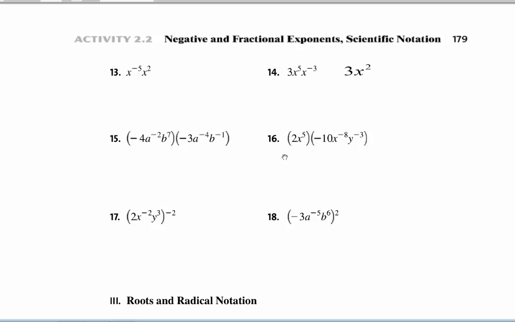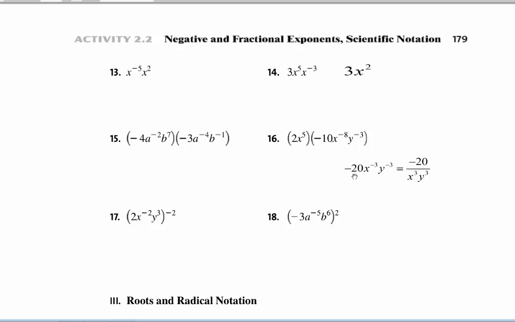So for number 16, all right, so the 2 and the negative 10 we can combine. We'll call that negative 20. The x to the 5 and x to the negative 8, well, if I add 5 plus negative 8, that will leave me with negative 3. So I should have negative 20, x to the negative 3, and then this y to the negative 3 just stays where it is. So that's going to look something like this.